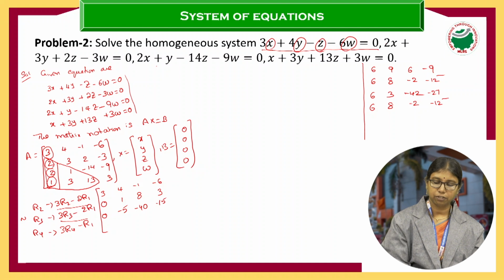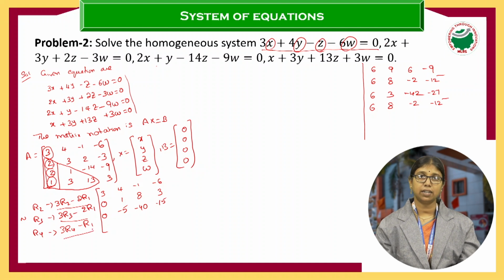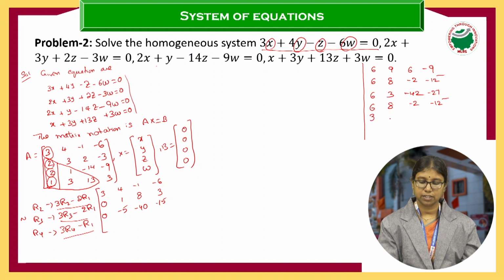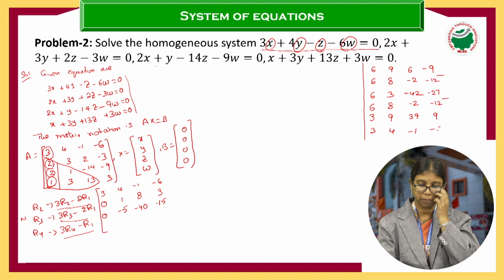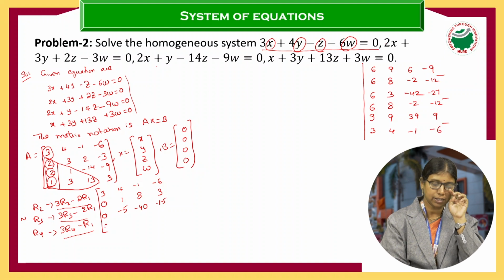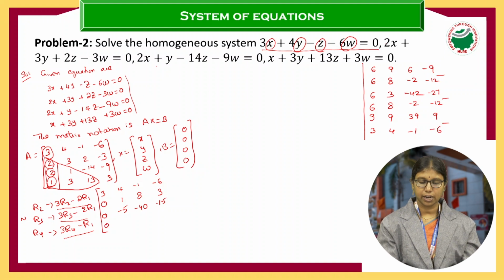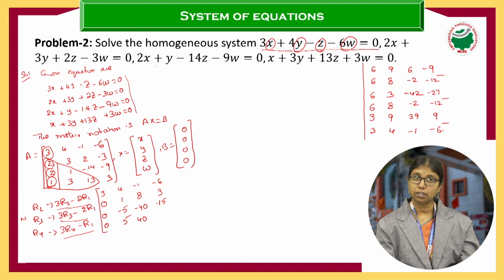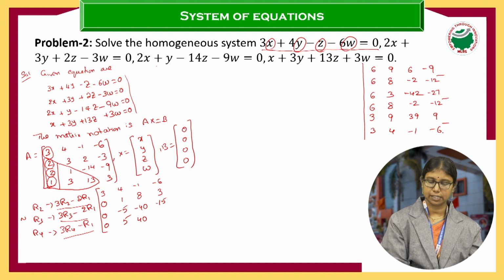Next, R4 is changed as 3R4 minus R1. Now, multiply the fourth row with 3: 3 1s are 3, 3 3s are 9, 3 13s are 39, again 3 3s are 9. R1 is 3, 4, minus 1, minus 6. Now, by subtracting, this is 3 minus 3 is 0, 9 minus 4 is 5, 39 minus of minus 1 plus 1, so that is 40, 9 minus of minus 6 plus 6, 9 plus 6 is 15.